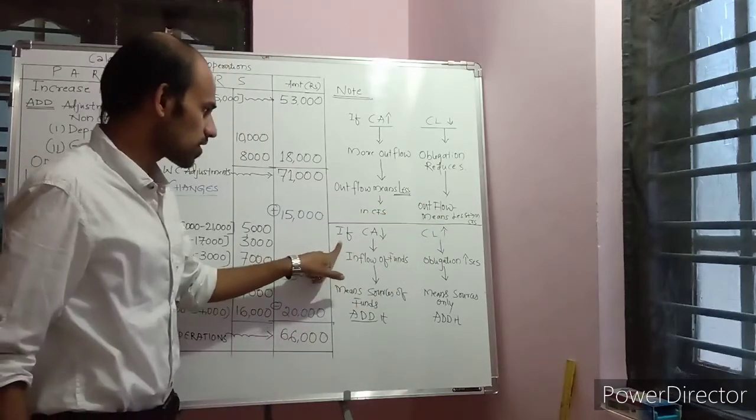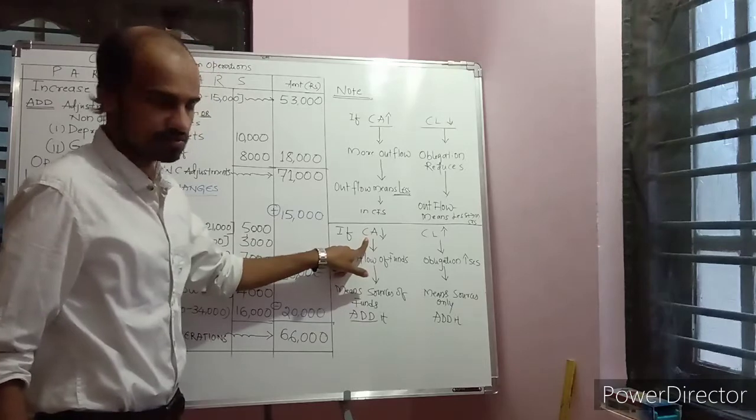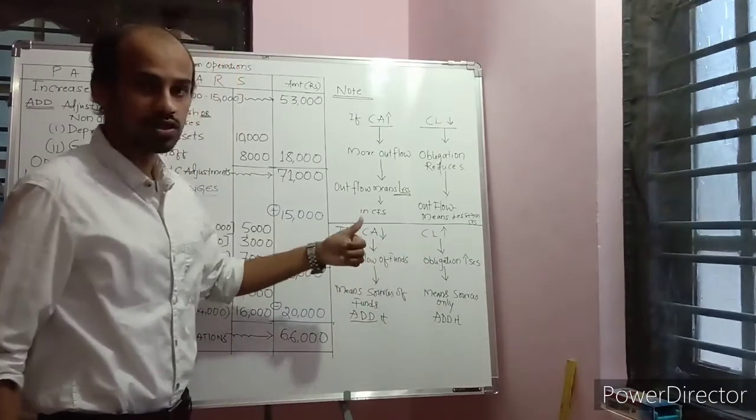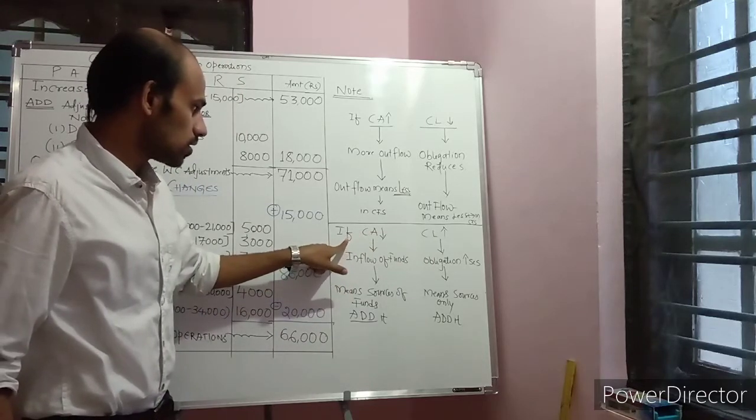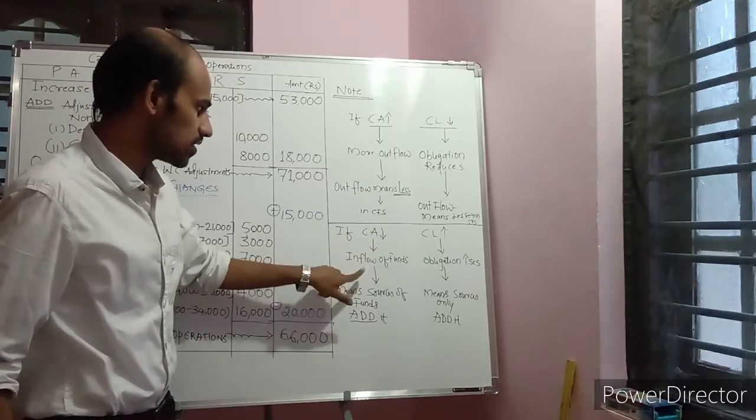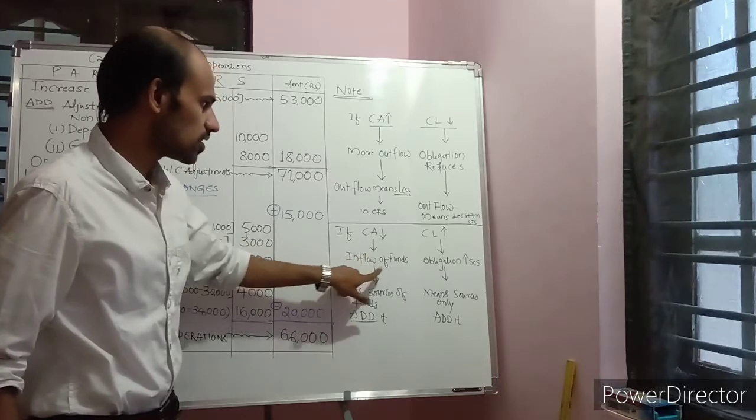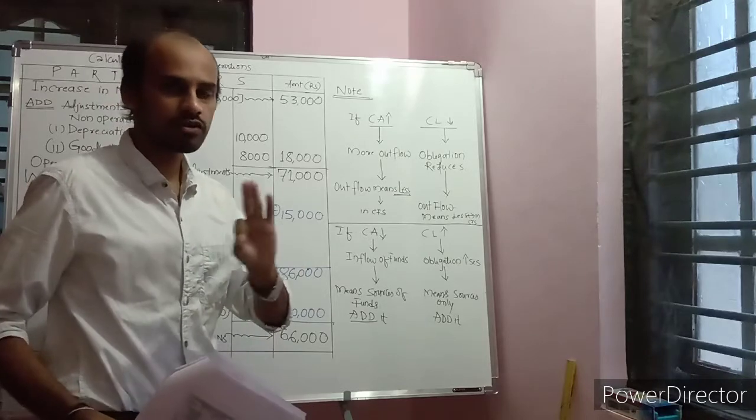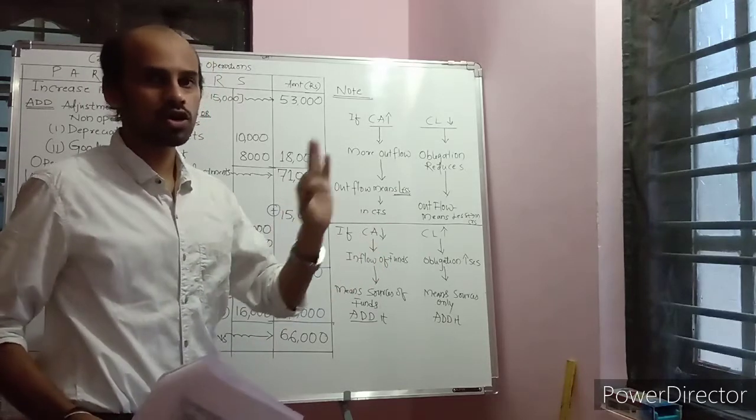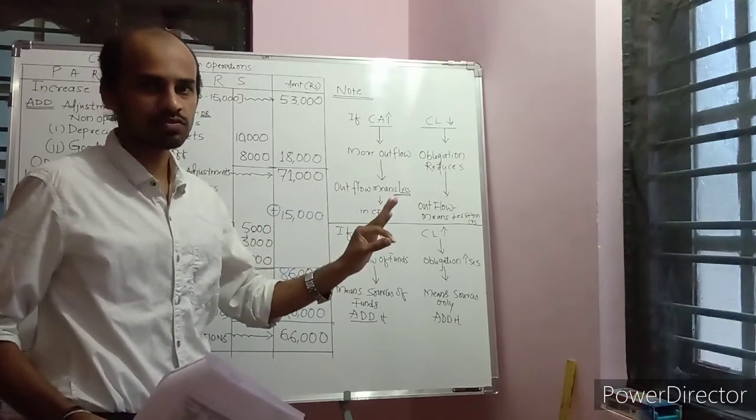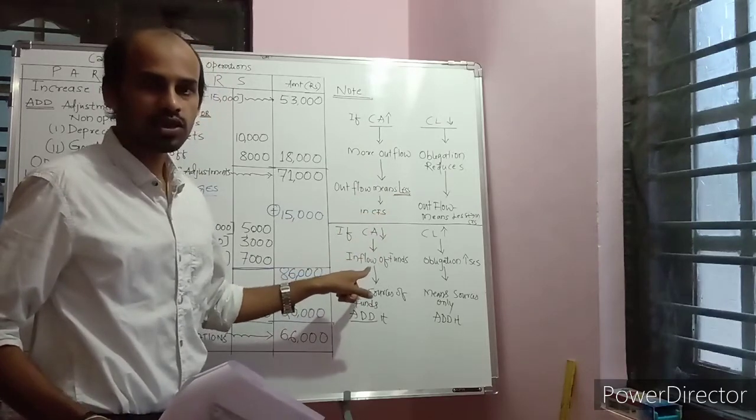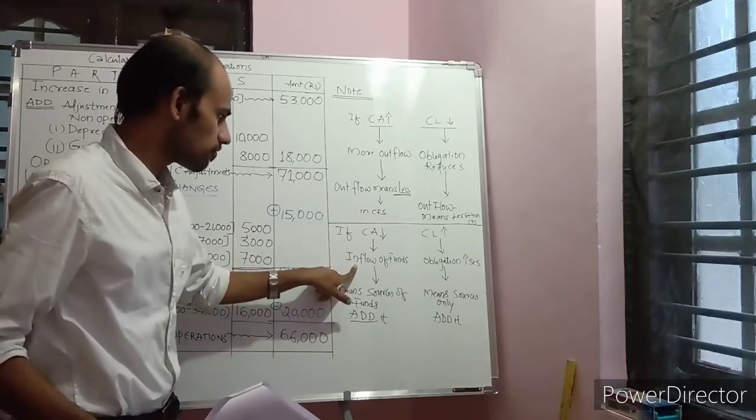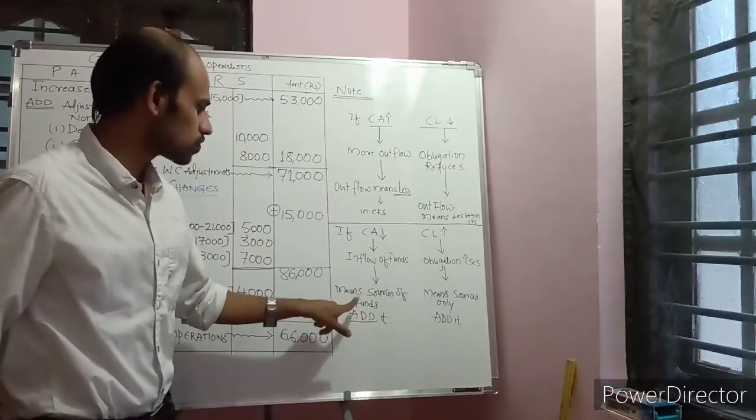Similarly, if current assets decrease and current liabilities increase. If current assets decrease, it is inflow of the funds. You are not purchasing any kind of assets, so your money will be kept with you only. That is inflow of funds, which means it is a source of funds.